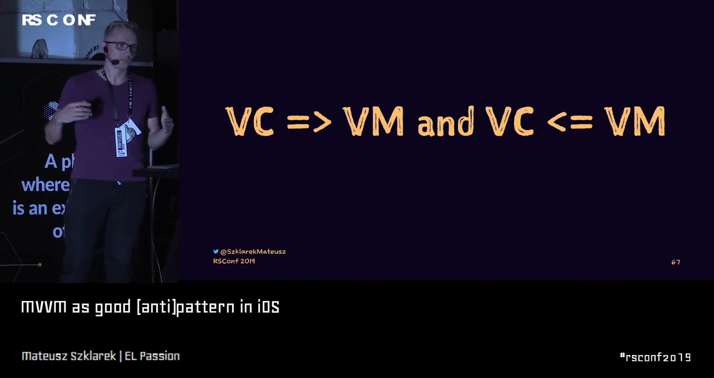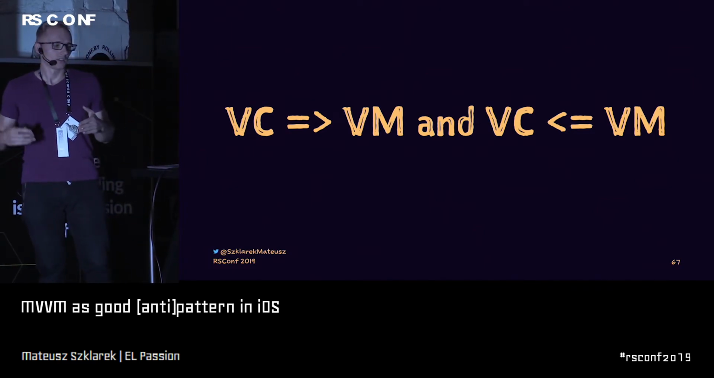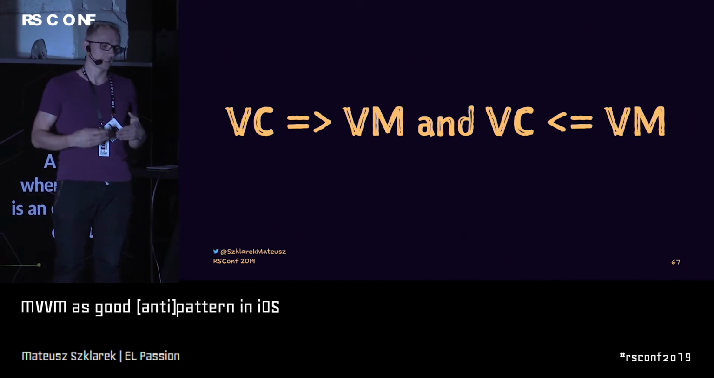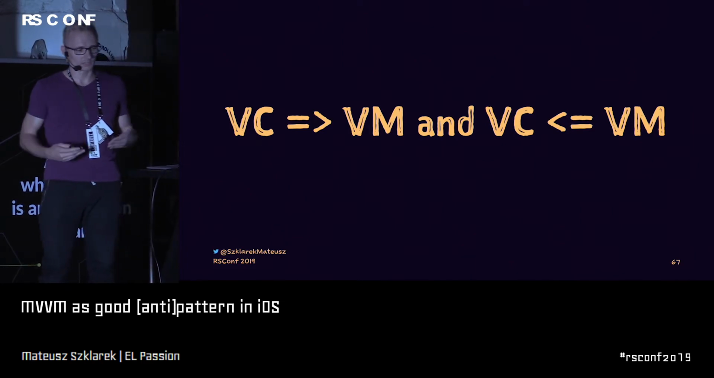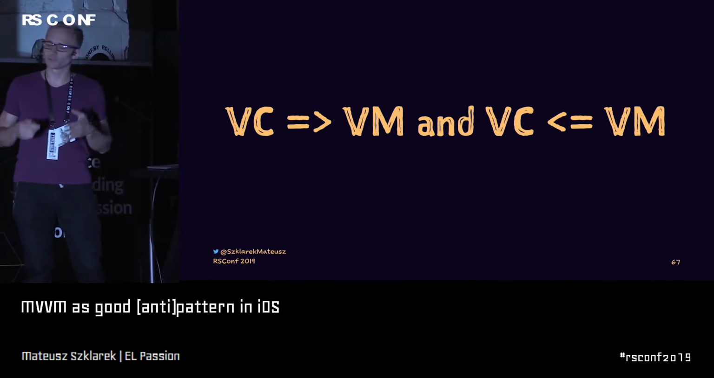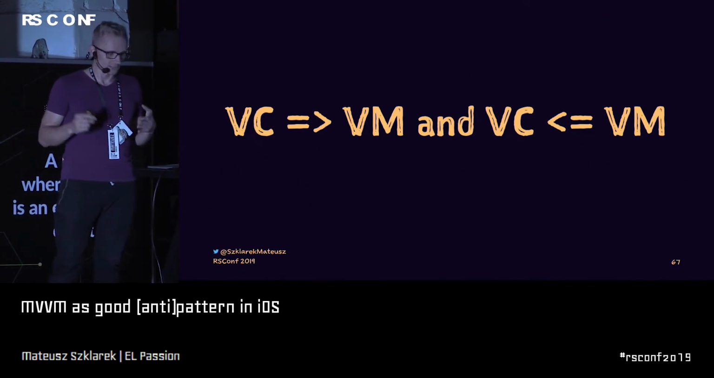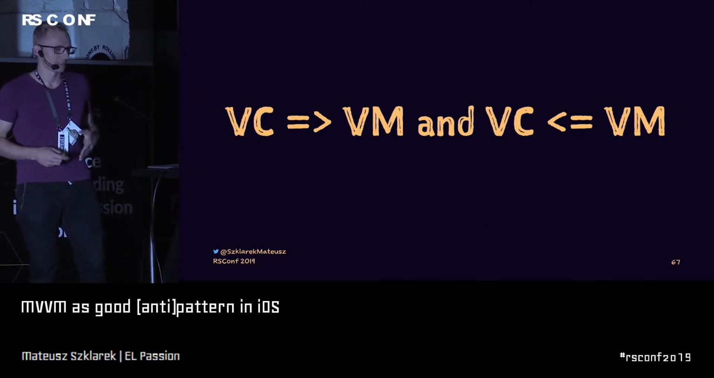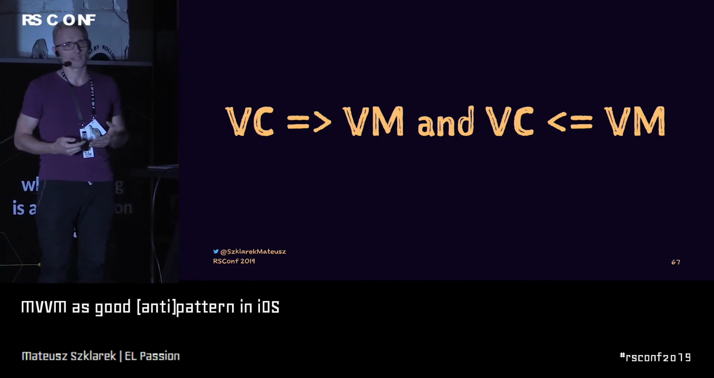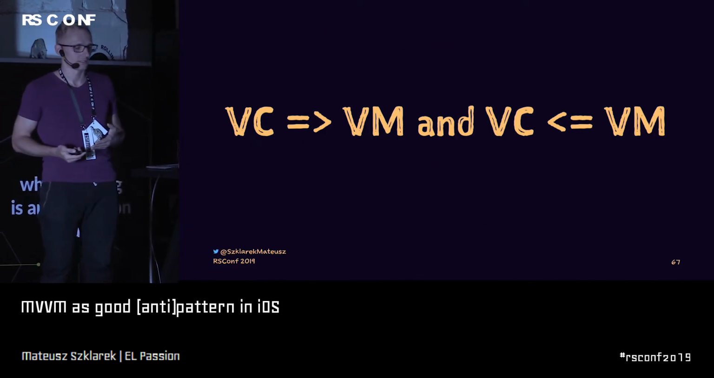So in our MVVM architecture, we are trying to delegate everything from our controller to the view model, and then from view controller to view model. It's definitely an unnecessary layer in our iOS world.